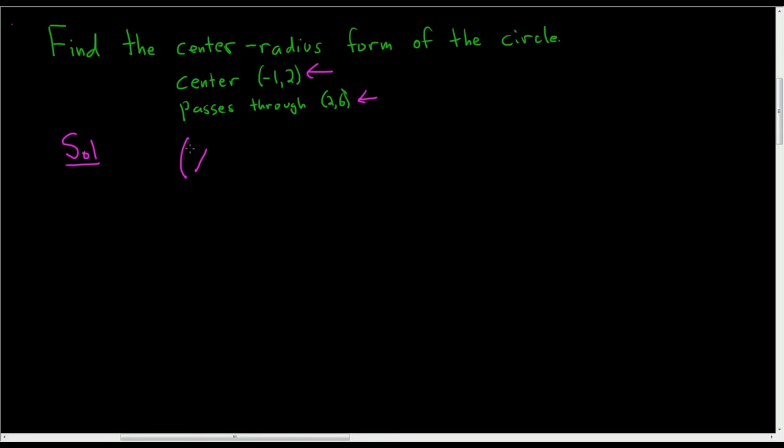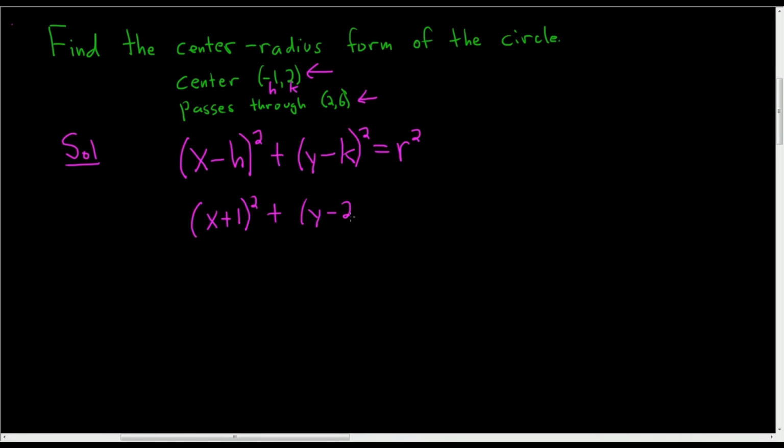So it's x minus h, and then this whole thing here is squared, plus y minus k, and this is being squared, and this is equal to r squared. So in this problem, h is -1 and k is 2. So we end up with x minus -1, so it's really a +1, squared, plus y minus 2, and that's being squared, and this is equal to r squared.